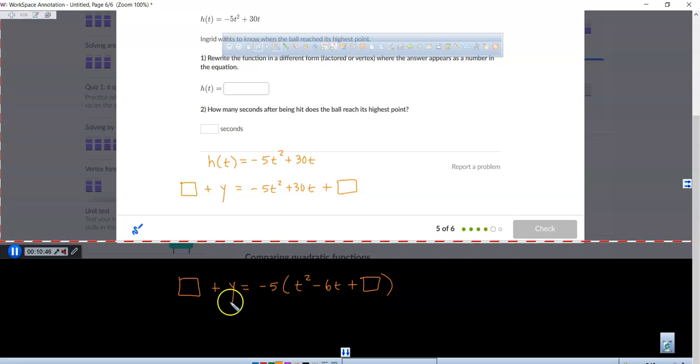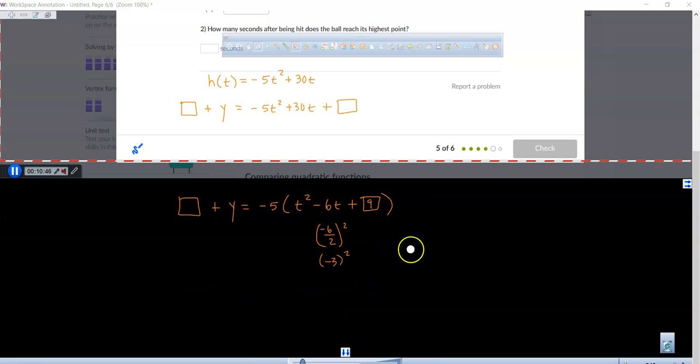Okay. Now, to complete the square, I got to take half the b value, and I have to square it. So half of -6 is -3, and -3 squared is 9. If I put a 9 here, I want you to understand that this is the c value, but that is being multiplied by a -5. So I actually have to multiply -5 times the c value. So what is -5 times 9? That's actually -45. All these numbers are being multiplied by a -5. So I want you to understand you got to put a -45 over here.